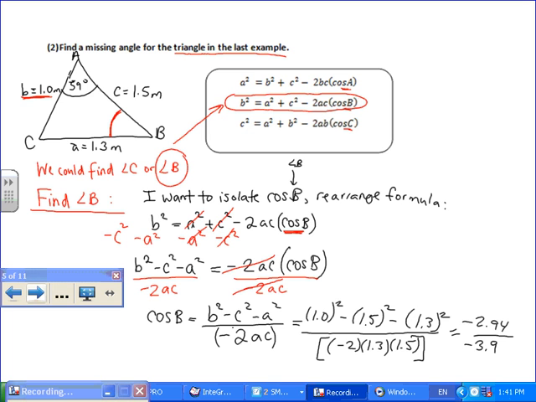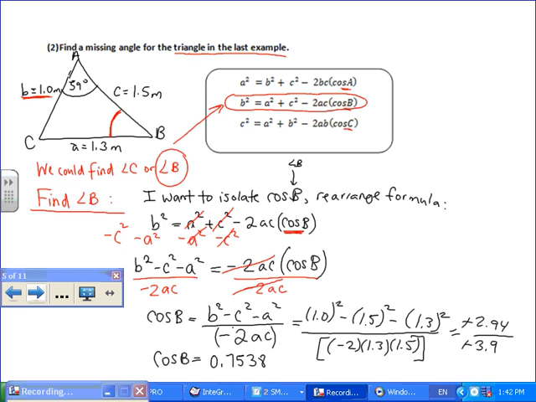So our answer is this. Cos of B is equal to, well, negative divided by negative, those are going to cancel. So my answer is positive. And 2.94 divided by 3.9 is going to give us 0.7538. That's what the cos of B is.